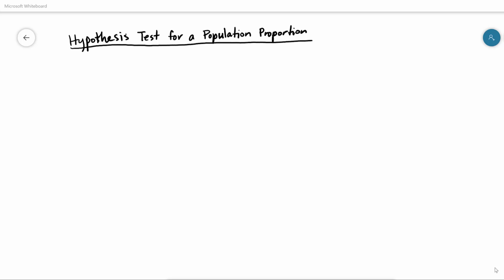So we're going to keep doing some hypothesis tests. In this case, we're going to be looking at a hypothesis test no longer for a mean, but rather for a population proportion. So this is corresponding to section 9.4 in our textbook. Again, this is the exact same idea as the other hypothesis test that we've already done. It's going to involve the same 6 steps with some minor modifications.